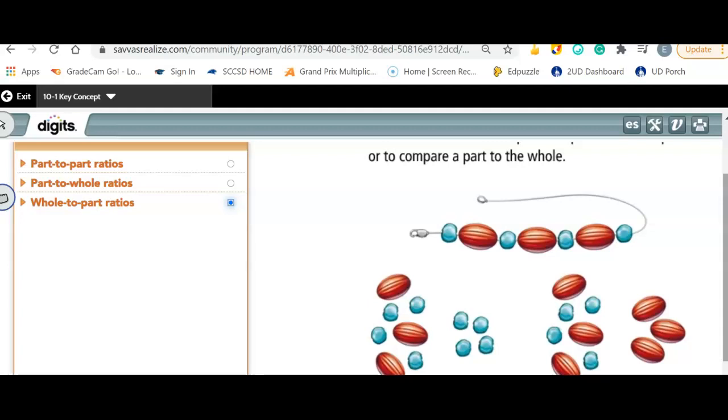Okay, 14 to 3. Packers to Chiefs. What do you think? That would be a part to part. Okay, you're comparing 2 separate things. Packers score to the Chiefs score. If you took Packers score to the total amount of points scored, that's a part to whole.